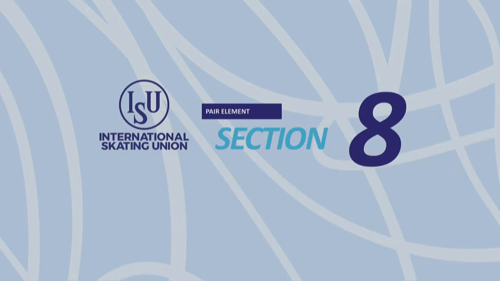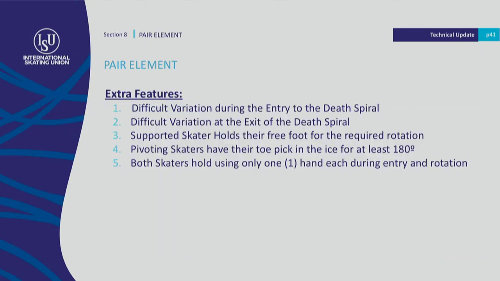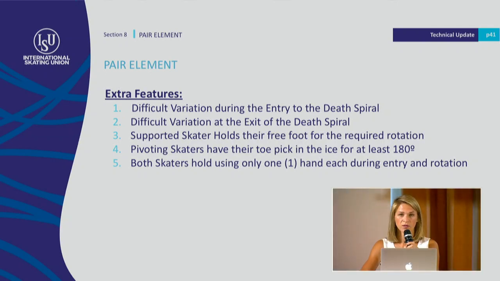Let's move on to the pair element. For the pair element, we have added a new difficulty for the level 4. It is an extra feature. To get the highest level, teams will need to execute a 720 death spiral plus 1 extra feature. Here is a list of new extra features for the pair element. One of them must be selected for level 4.